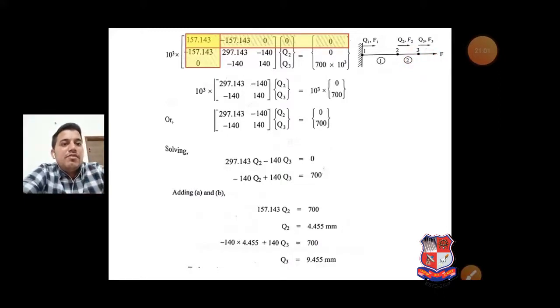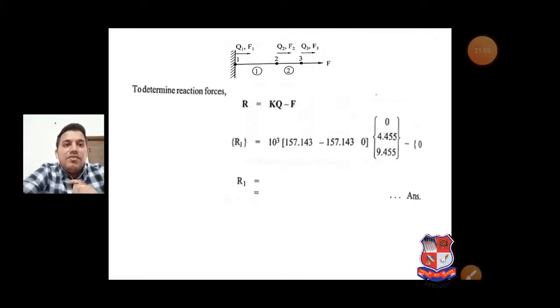So let's go ahead to the reaction. We know that reaction is always at a fixed support. So R is equal to KQ minus F. We are directly putting our highlighted portion here, 10 raised to 3, with q1 equal to 0, q2 the new value and q3 the new value for us, and f1 is equal to 0. So up to the end we get the reactive force at node number 1 equal to minus 710 raised to 3.